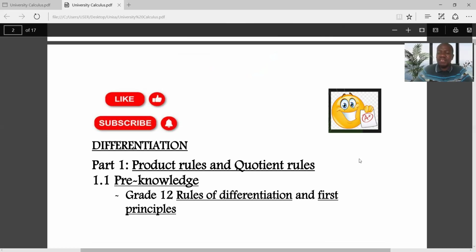Without wasting time, ladies and gentlemen, let's now start with the product and quotient rules.